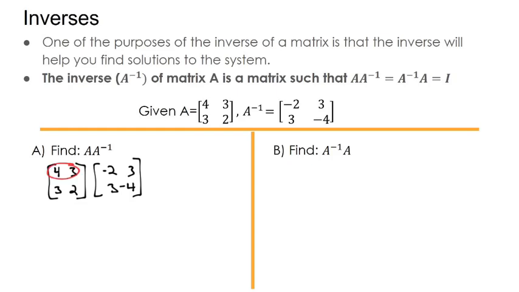All right, so I'm going to multiply this row times this column, and so we have 4 times -2 plus 3 times 3. And then I'm going to multiply it times this column. I'm running out of room, so I'm just going to run out of space there. And then let's multiply our second row times our 2 columns. So let's do 3 times -2 plus 2 times 3. And then let's do 3 times 3 plus 2 times -4.